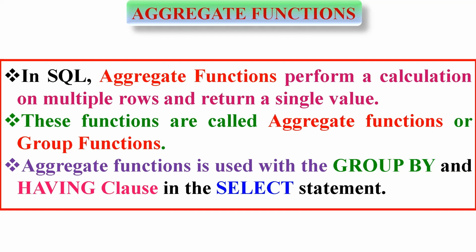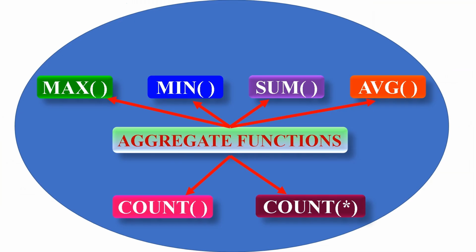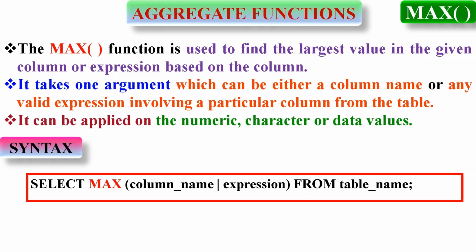Aggregate functions are used with the group by and having clause in the select statement. Let's discuss about the various aggregate functions in SQL. The aggregate functions are maximum, minimum, sum, average, count, count star. Let's discuss about the maximum function.